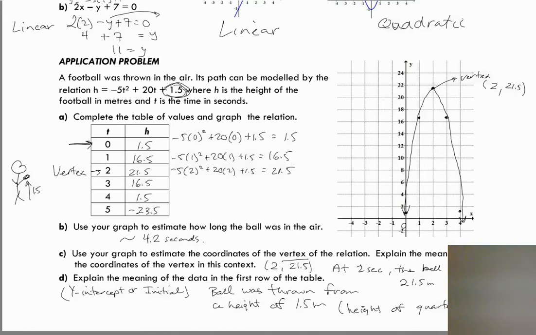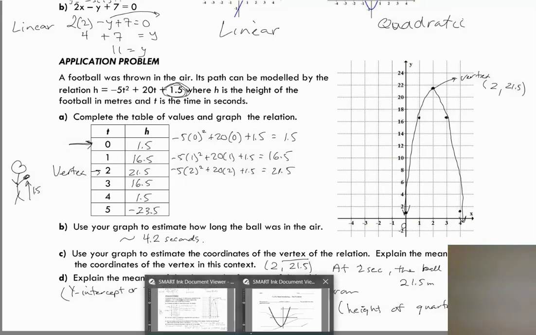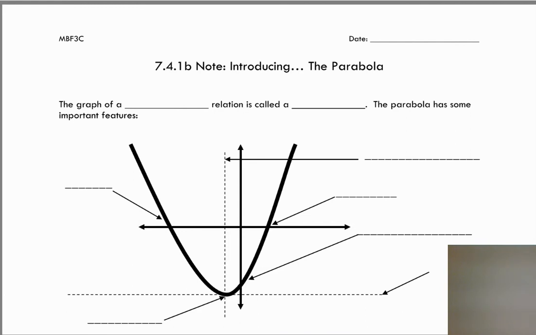All right, we're not done. We're going to learn more again about, or remind ourselves more about, what the parabola is. So let's jump right over to this note here. Just part B of this note. Most of this is going to be a review for you guys. So the graph of a quadratic relation is called a parabola.